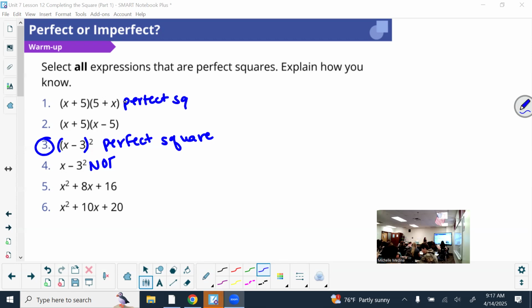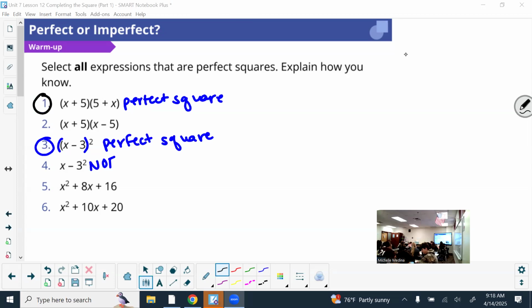But really, you just have to watch out when there's subtraction in there. Okay. So that one is a perfect square. It can be reordered, that parentheses, to make it look more like a perfect square, because the x would still be positive, the 5 would still be positive, like they're saying the same thing.